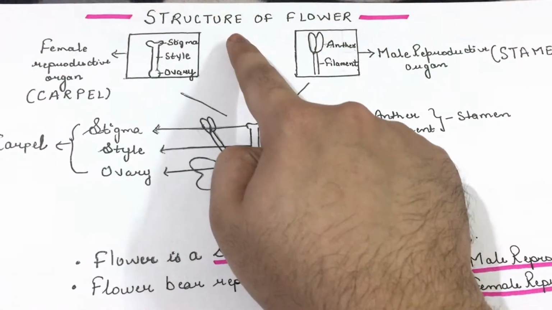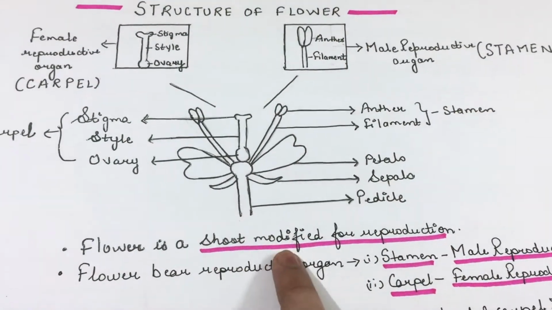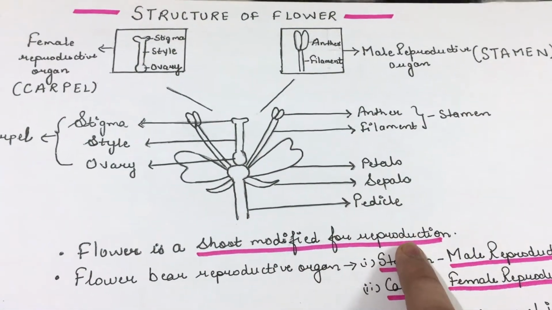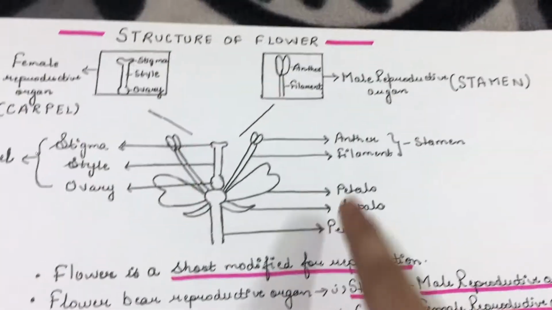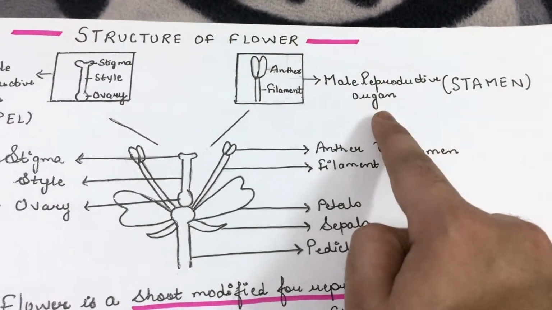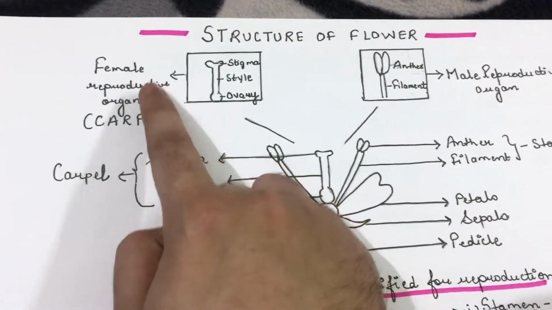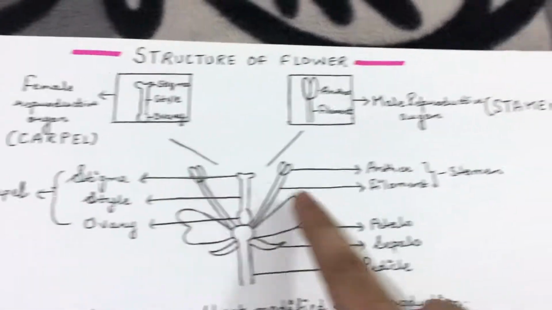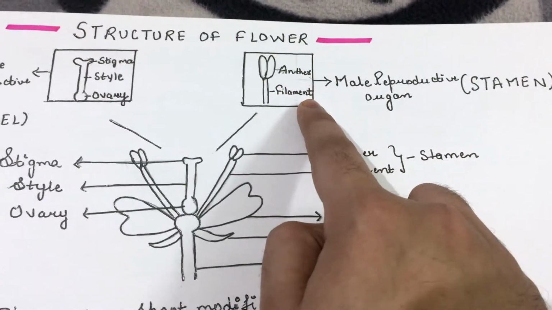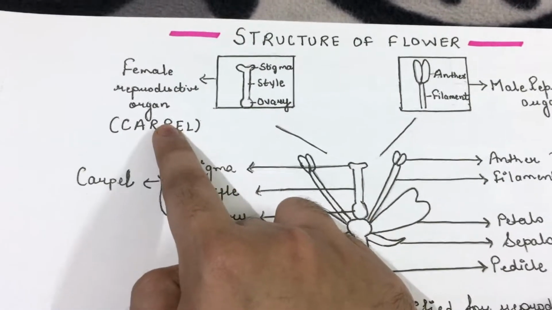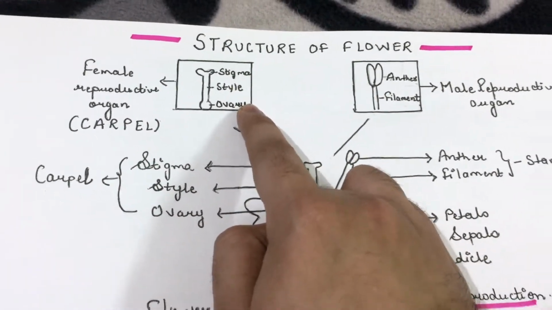Now let us study the structure of flower. Flower is a shoot modified for reproduction. Flower bears reproductive organs: stamen, which is the male reproductive organ, and carpel, which is the female reproductive organ. Stamen is formed by anther and filament, whereas carpel is formed by stigma, style, and ovary.